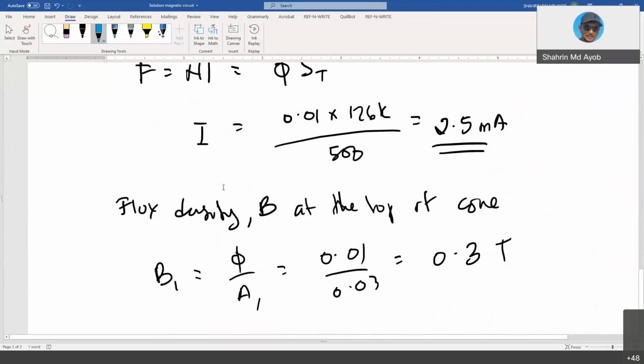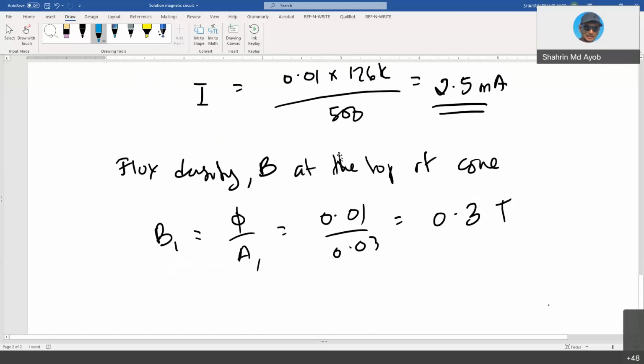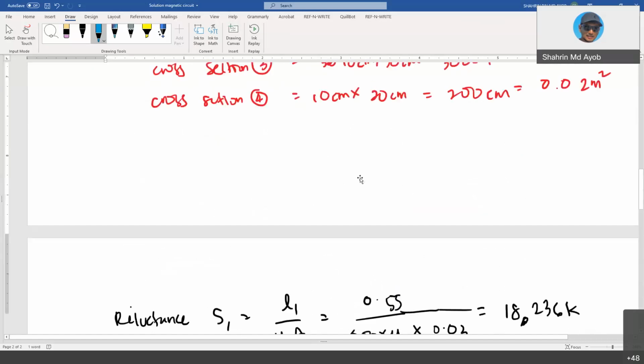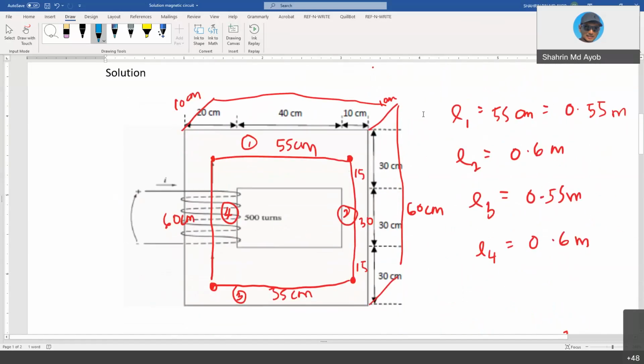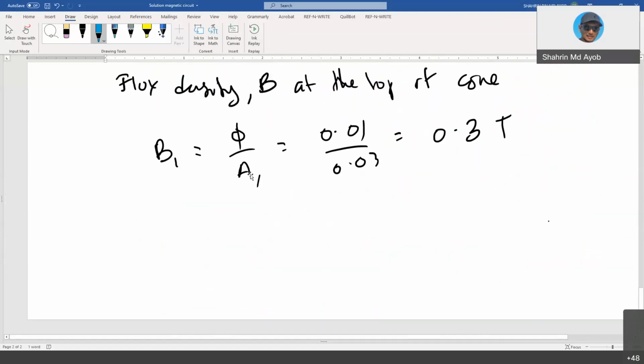And lastly, the flux density, which is B, at the top of the core. Meaning that it's inside the core. The density is just the Weber, the total flux. Sorry, at the top of the core meaning this one only, segment 1 only. So it depends on the cross section. So you will obtain 0.3 Tesla.